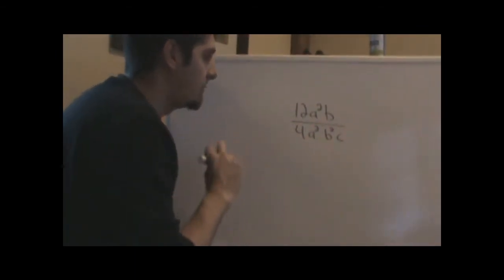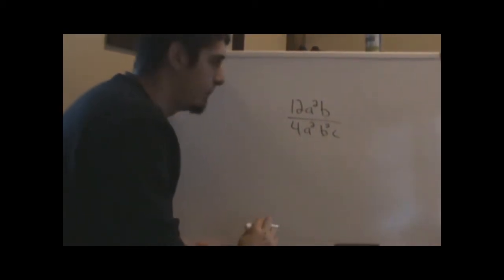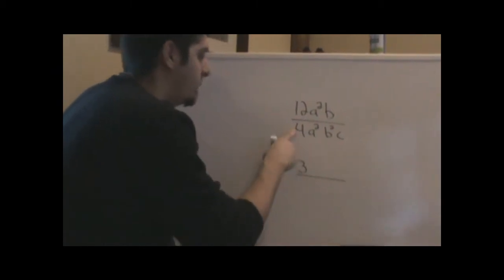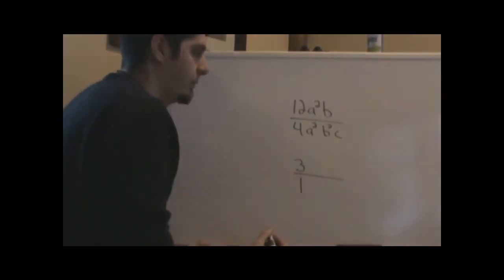We're going to start with the numbers. We will reduce 12 over 4. The greatest common factor of 12 and 4 is 4. So 4 goes into 12 3 times. 4 goes into 4 once.